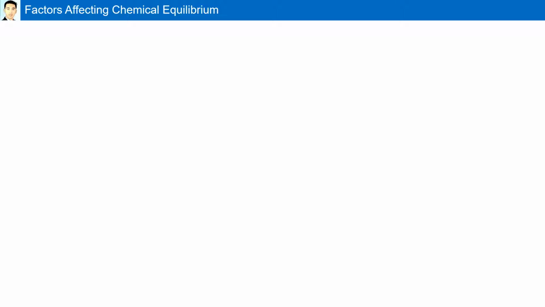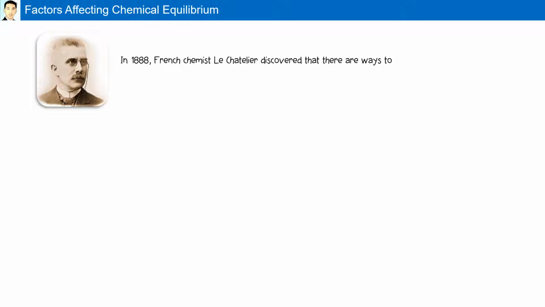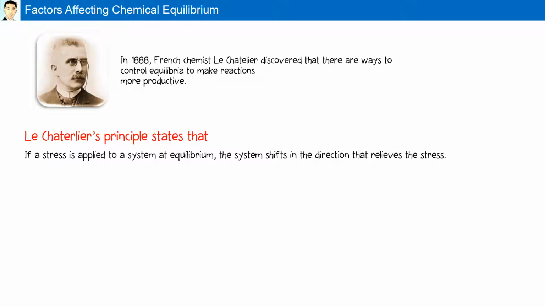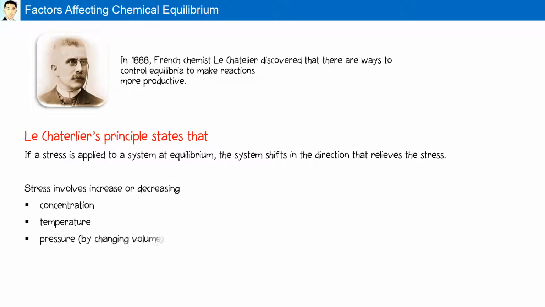Factors affecting equilibrium. In 1888, French chemist Le Chatelier discovered that there are ways to control equilibria to make reactions more productive. Le Chatelier's principle states that if a stress is applied to a system at equilibrium, the system shifts in the direction that relieves the stress. Stresses involve increasing or decreasing concentration, temperature, pressure by changing the volume, and a catalyst.